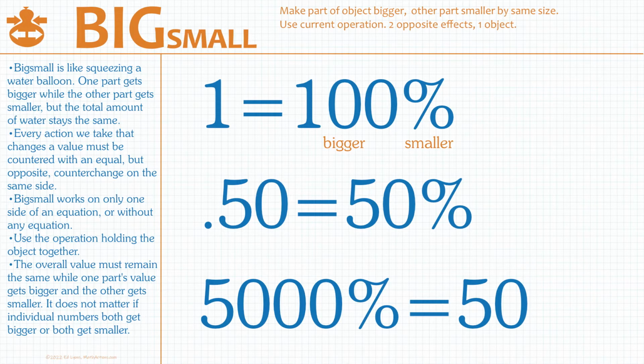1 becomes 2 places bigger to become 100, but then it is countered with the percent sign, which has the effect of dividing by 100, which makes the number 2 places smaller. Point 50 becomes 2 places bigger to 50, but attaching the percent counters it with 2 places smaller. 5,000 becomes 2 places smaller to 50, but removing the percent counters it with 2 places bigger.